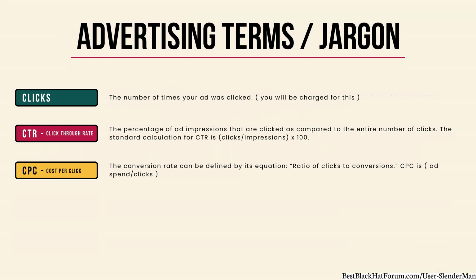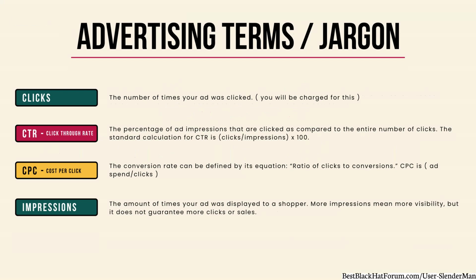The conversion rate can be defined by its equation, ratio of clicks to conversions. Impressions is the amount of times that your ad was displayed to a shopper. So if your ad was displayed on a screen that a customer was looking at, on mobile or desktop or whatever, that is an impression. If they can see your ad on their screen, that is an impression. We don't pay for impressions, we only pay for clicks. Now, more impressions means more visibility, but it does not guarantee more clicks or sales.